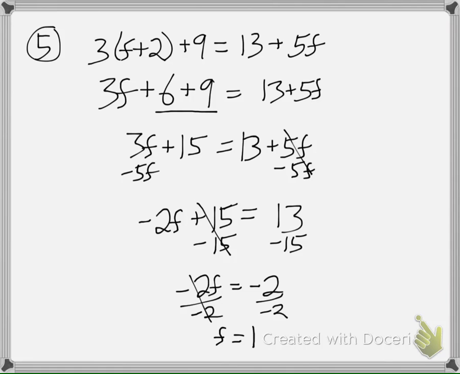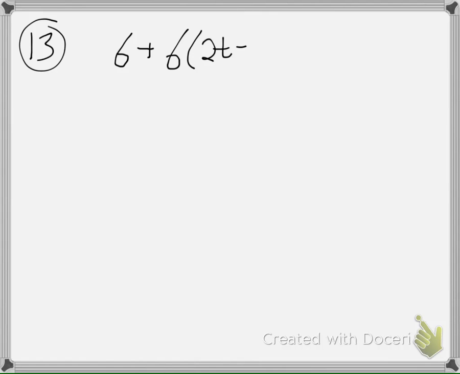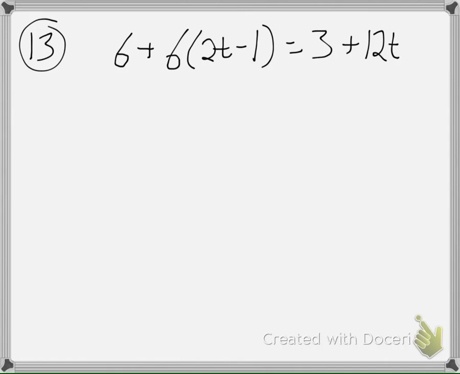All right, last thing that I want to talk about, number 13, which I did not assign to you, but is on your skills practice, is the other kind of unusual problem. So this is 13. It is 6 plus 6 times 2t minus 1 equals 3 plus 12t. Oops, t. I accidentally advanced the next slide.